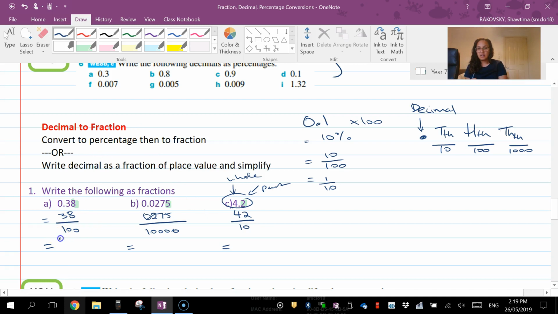19 over 50. 275 divided by 25 gives 11 over 400. And it's going to give us 4 and 1/5, or 21/5. So there you are.